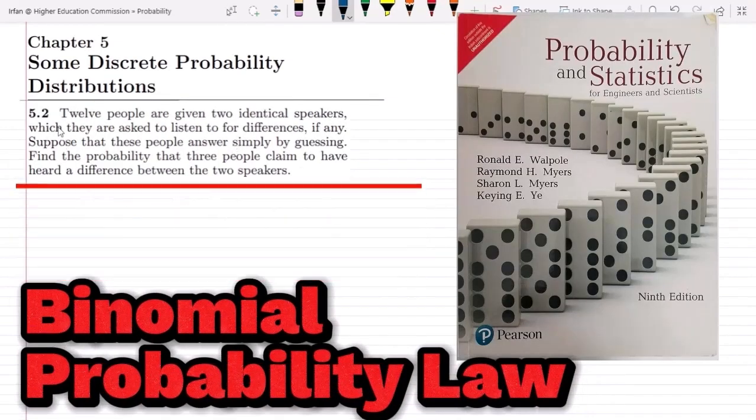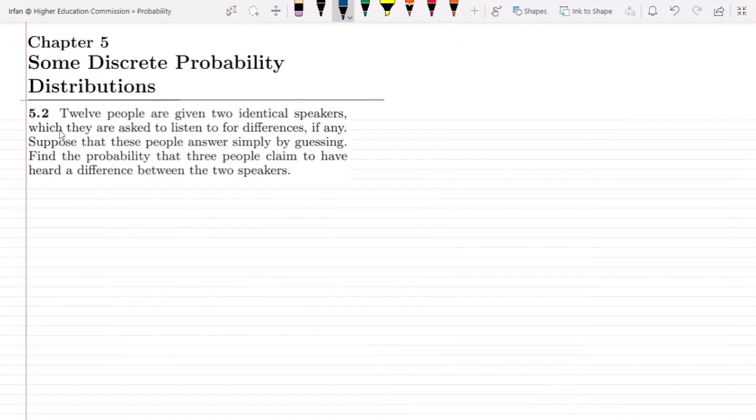So this is question 5.2, and today we are going to solve it. The statement of this question is: 12 people are given two identical speakers which they are asked to listen to for differences, if any. Suppose that these people answer simply by guessing. Find the probability that 3 people claim to have heard a difference between the two speakers.